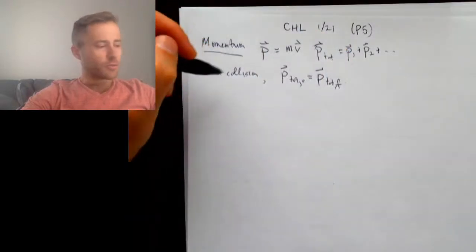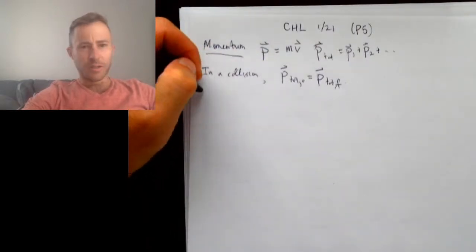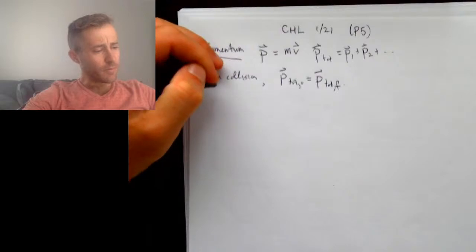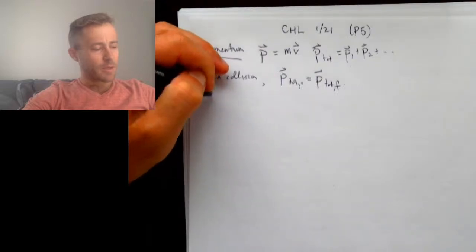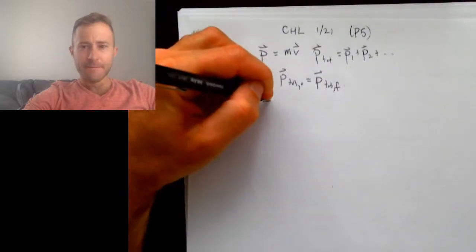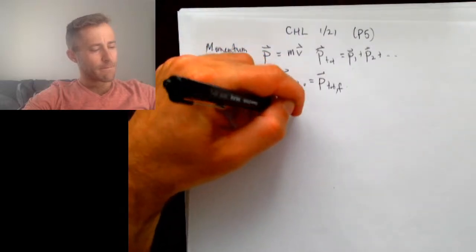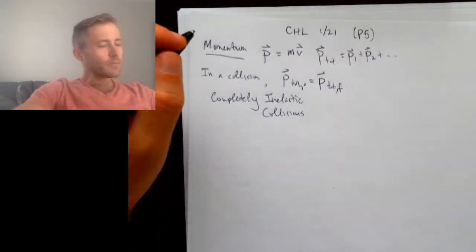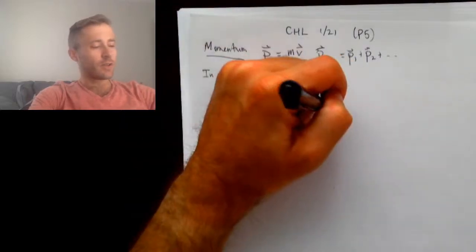Okay. So in a collision, the total initial momentum is equal to the total final momentum. So we use that to solve two types of problems that we focused on this year. We focused on completely inelastic collisions. A completely inelastic collision is where we have the objects collide and stick together.